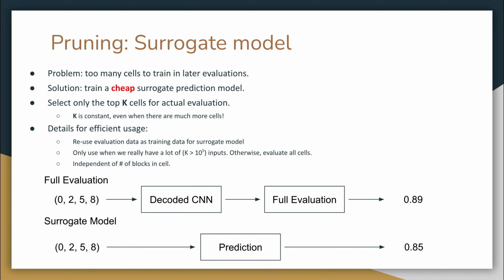Such optimizations come in the form of pruning. In order to cope with the problem of too many blocks, we decrease the number of children with a cheap surrogate model. The surrogate model will learn which encoded cells perform well and prune them to leave only a reasonable amount for actual evaluation. The surrogate model must be robust to ensure that it can be used effectively throughout the entire learning process.